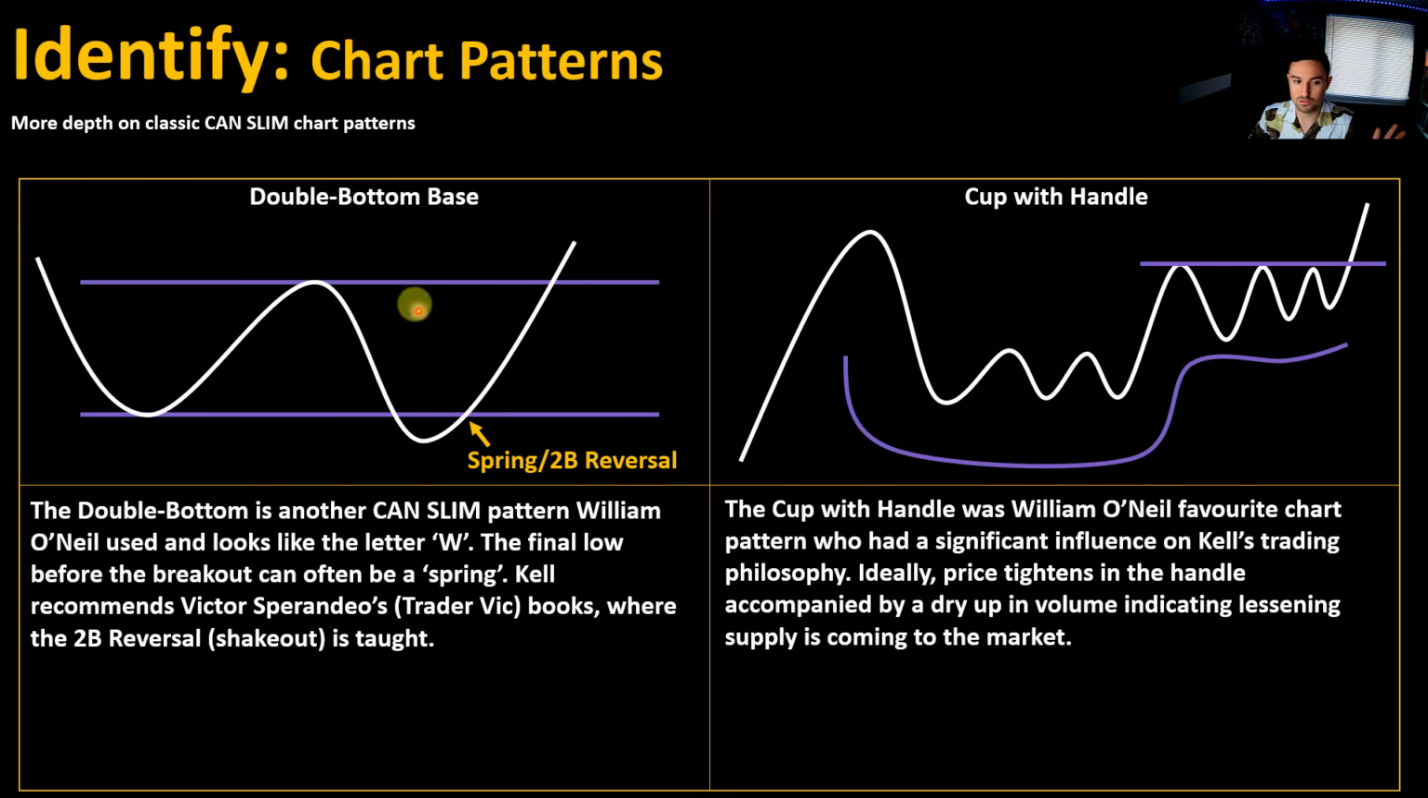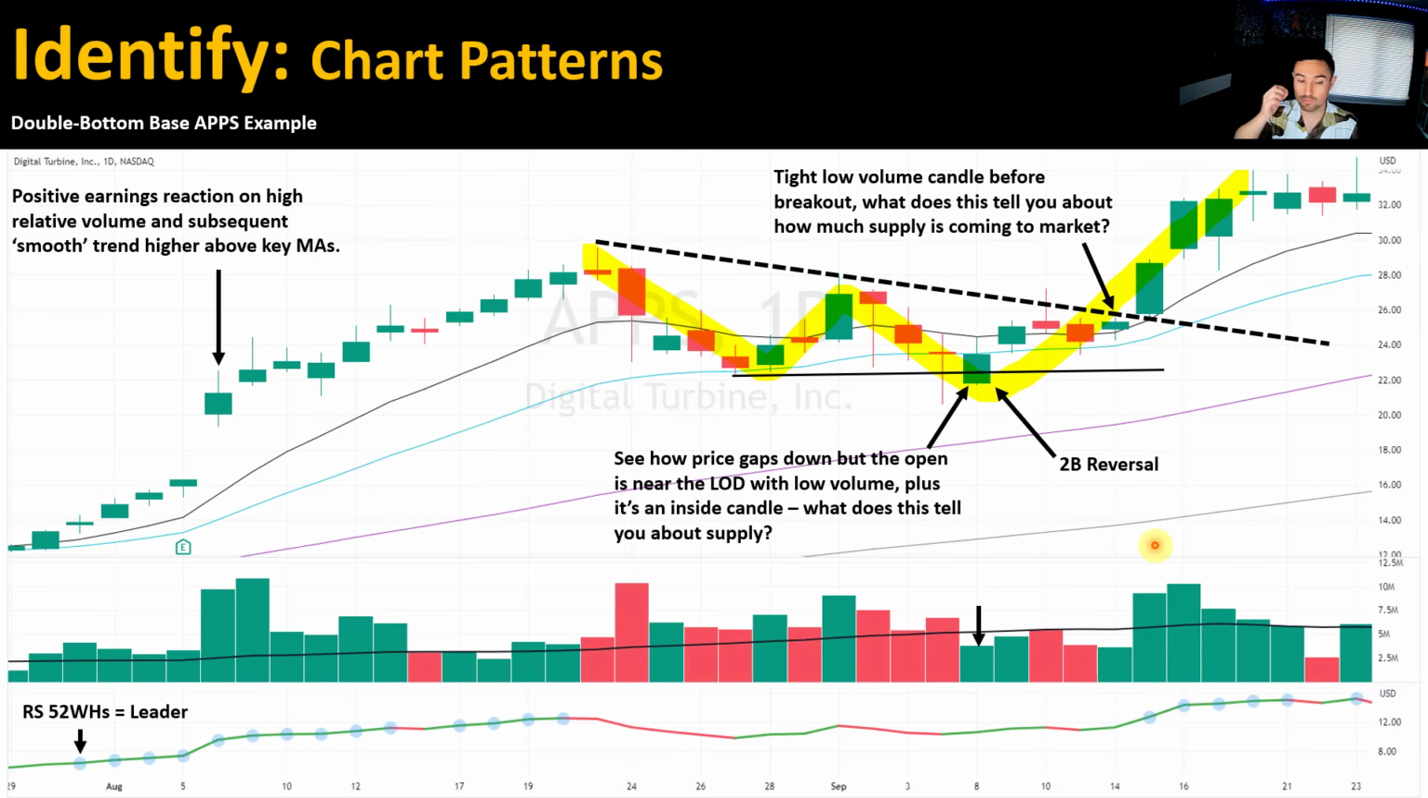I've actually got an example to show you, and then obviously the traditional O'Neill cup and handle, a little bit of a description there for you as well. But you probably haven't really come across a 2B reversal or a double bottom pattern, so I thought I would just put a little slide in here.